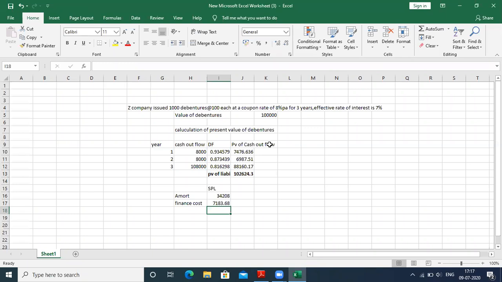So should I assume that this calculation is clear for all? Yeah. So how we need to calculate the finance cost is just take the present value of this particular debentures. On this particular present value, we need to calculate the finance cost at the rate of effective rate of interest, that is 7%. It means 1,02,624 into the effective rate of interest, that is 7%. Then we will be getting the finance cost, that is 7,183.